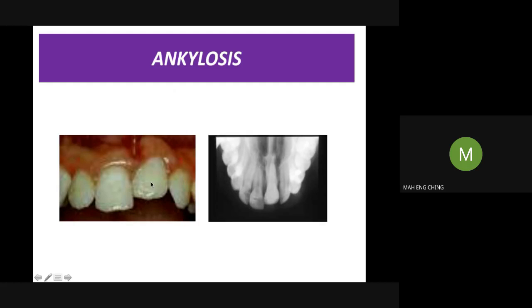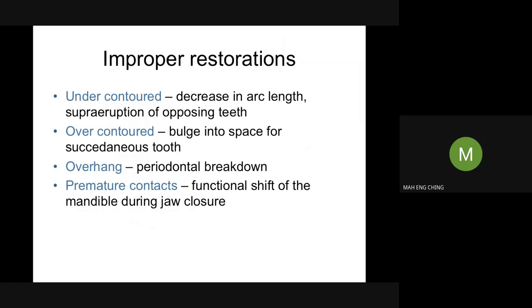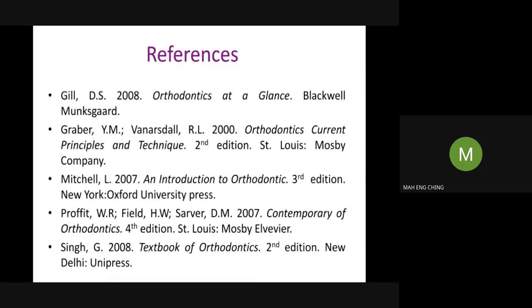Whatever happens, the tooth is stuck. The other teeth will keep erupting and become longer, but this tooth will become shorter because it is fused or stuck with the bone. Proximal caries, or sometimes a poorly done filling, can cause disturbance to the occlusion, and then they cause malocclusion. Okay, second topic is done.